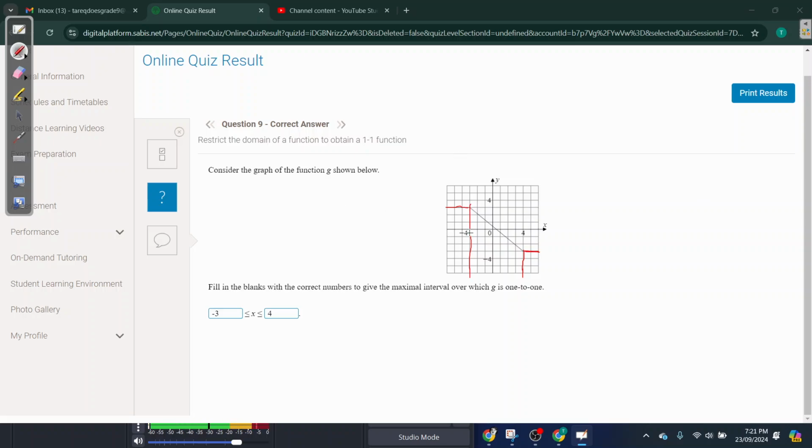So you want to test the point. So this is going to be -3 and this is going to be 4. So you put the smaller value: x has to be greater than the smaller value, -3, and smaller than the bigger value, which is 4. Okay. So that's question 9.